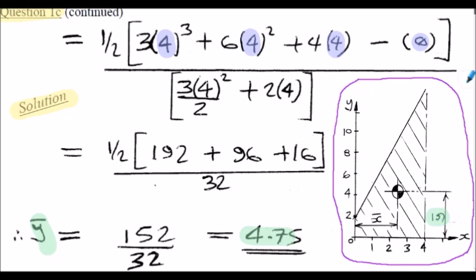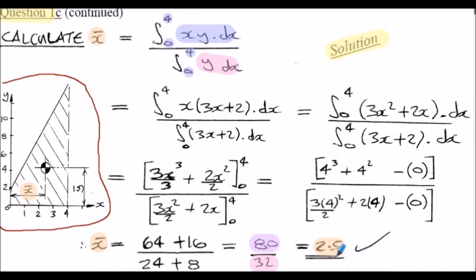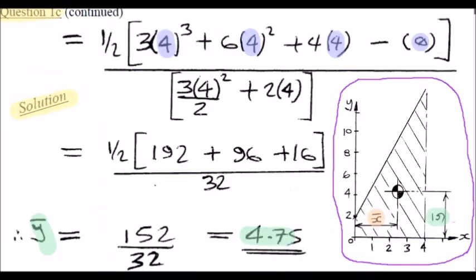So finally, we've calculated the centroid location in terms of x bar, 2.5, and now y bar, 4.75. No units have been stated in this particular question. So here's the centroid position.